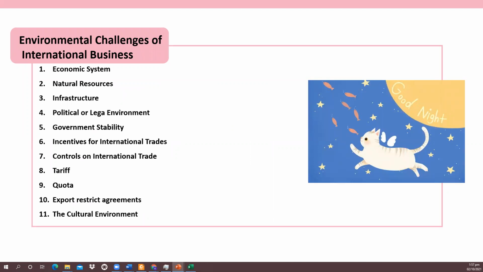Environmental challenges of international business. Okay, so first, ayan, yung mga challenges nun sa international business. So economic system. Ayan, iba-iba kasi yung economic system ng iba't ibang bansa. So the China is a capitalist parang country and then the North Korea is communism. So the challenges there is iba-iba kasi ng economic system. So it's either you'll adjust, di ba?